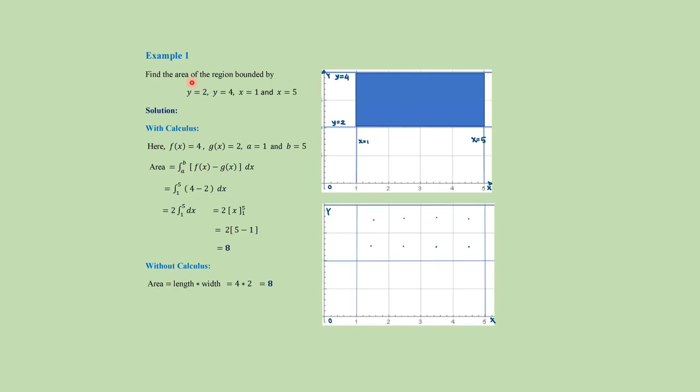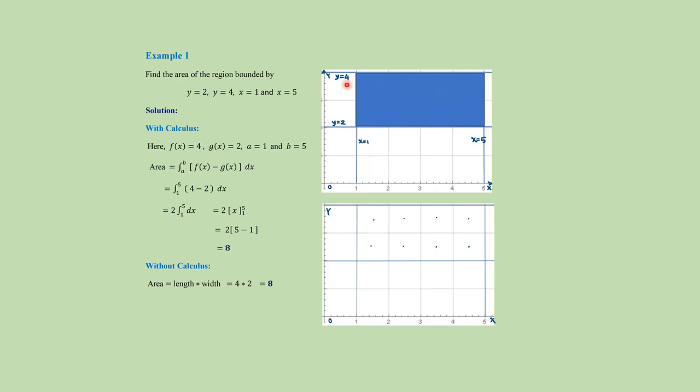In this example, we have two functions, y equals 2 and y equals 4, and lower limit x equals 1 and upper limit x equals 5. If you draw the graph, then y equals 2 is this one, y equals 4 is that one, x equals 1 is this line, and x equals 5 is that line. So we need to find the area of this bounded part.